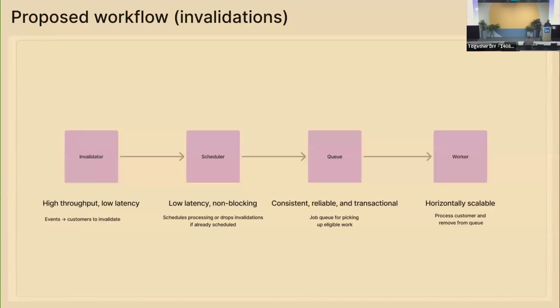So what we talked about at a high level was a 4-component model. We'll have an invalidator whose responsibility is to figure out what set of customers we need to be reprocessing. We'll have a scheduler that will be responsible for going from these invalidations to figuring out when we should be reprocessing them. We'll have a queue that we can use as a persistent data store to manage the jobs that we have to work on, which are the customers we have to reprocess. And we'll have a set of workers that will go ahead and reprocess all of these customers.